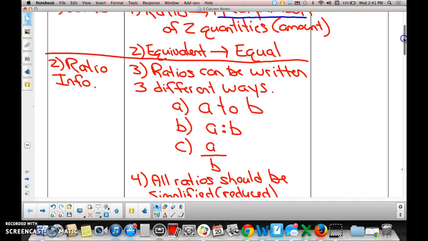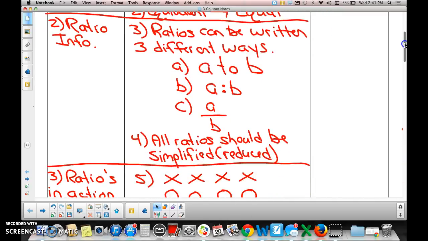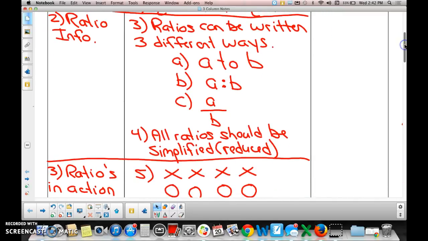How many different ways can you write a ratio, Veronica? And what is one way you would write it, Tiffany? You can write it as A to B, as the word "to," and A and B would just be our numbers represented as variables. Christian, what's another way you could write it? A over B, like a fraction. And what's the third way you could write it, Caitlin? A colon B. You could use a colon.